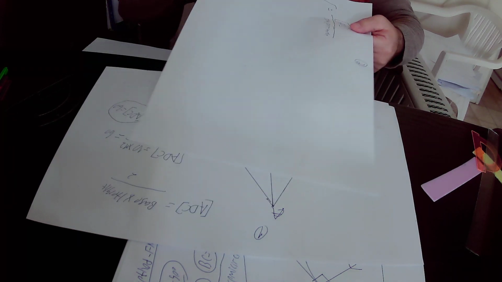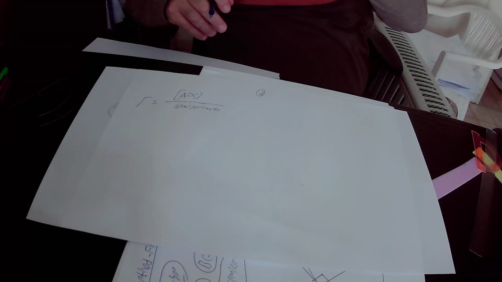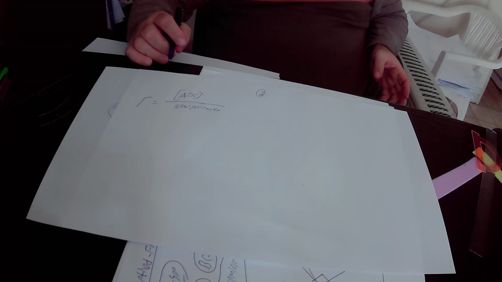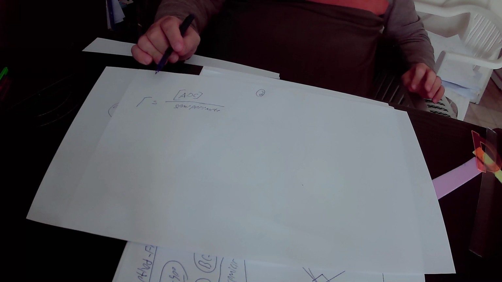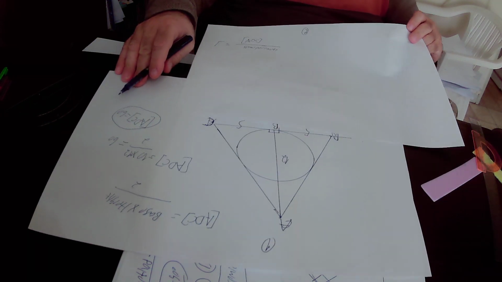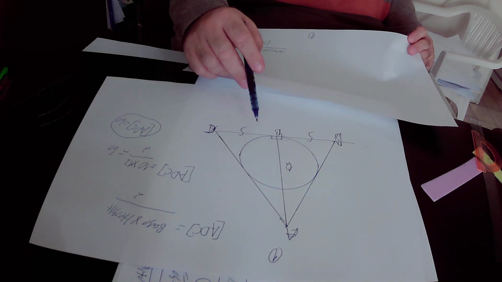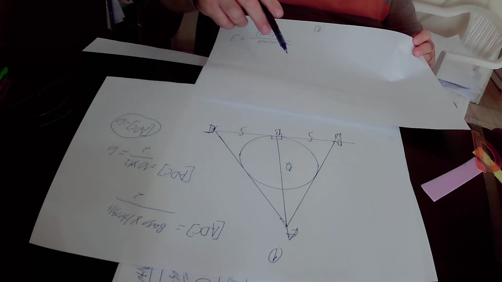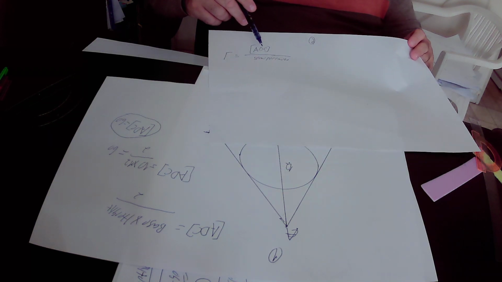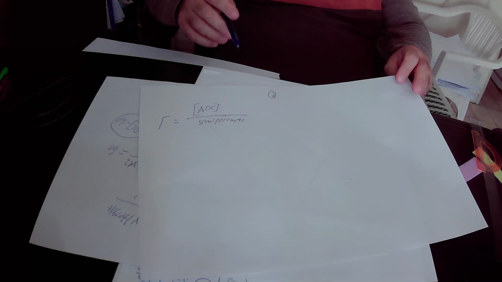I repeat again, whenever you have a circle that is inscribed in a triangle, the radius of the circle will be equal to the area of the triangle that encloses the circle over the semi-perimeter of the triangle. In this case, triangle ADC encloses the circle. Therefore, the radius of this circle will be equal to the area of triangle ADC over the semi-perimeter of triangle ADC.